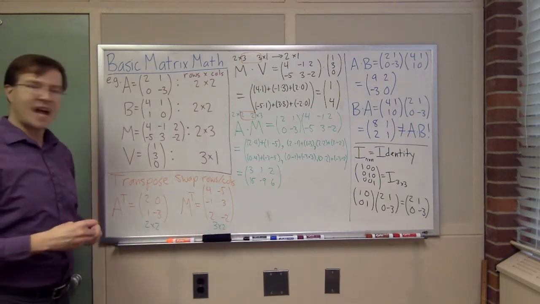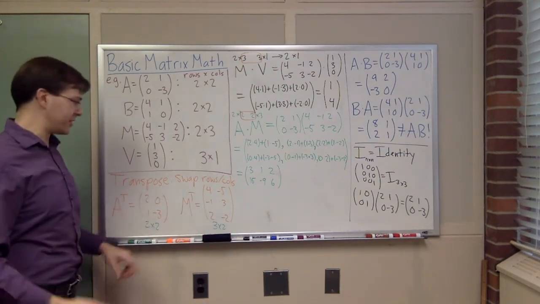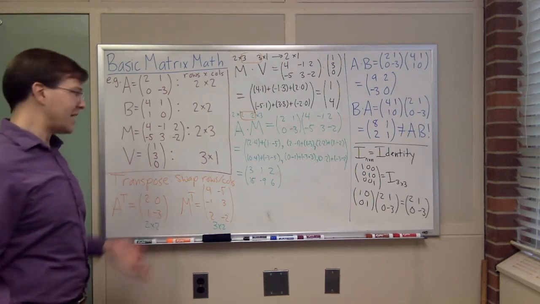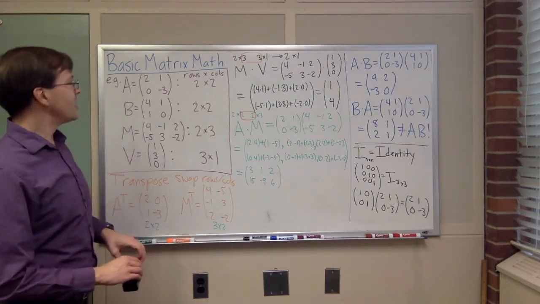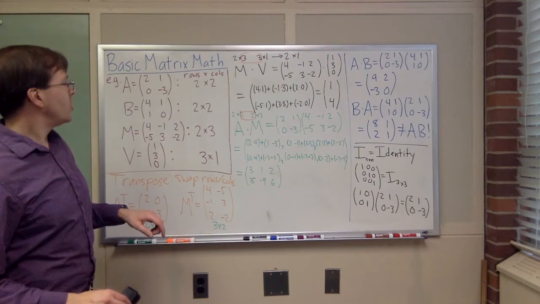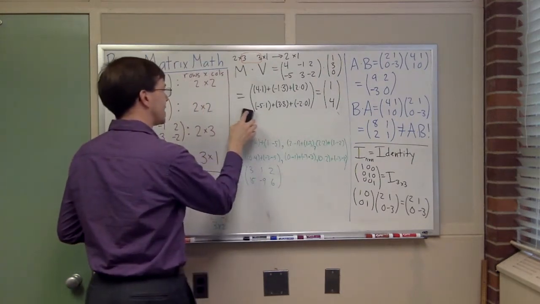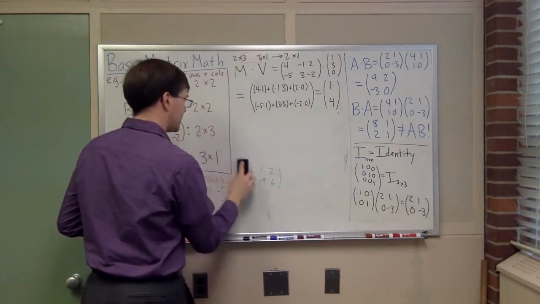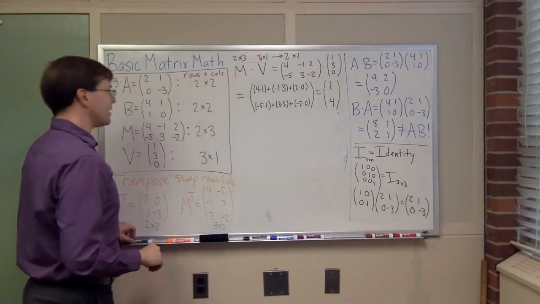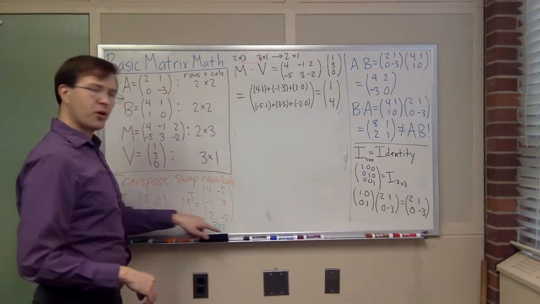So it's a different size. It swaps the rows and the columns. It's a different size. That's the transpose of a matrix. And the one thing I want to say here, to relate that to what we've done before, is notice that if I do M transpose, it's 3 by 2.